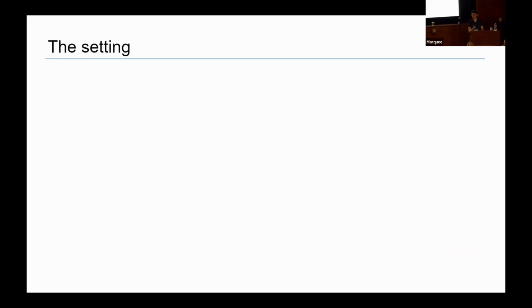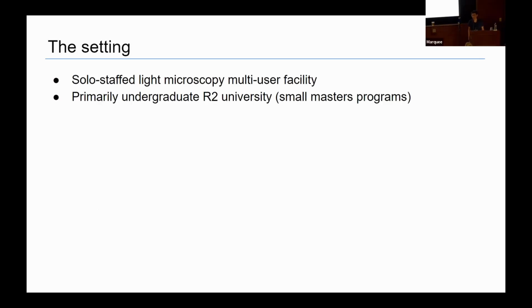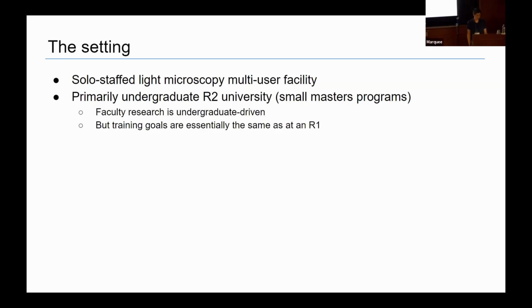All right. So first, I just want to give you some context for where I'm coming from. I'm at a solo staffed microscopy facility, and I'm at a primarily undergraduate research institution, which is probably a little bit different from most of you. That means that the faculty research at my institution is primarily undergraduate driven. But I want to emphasize here that the training goals are basically the same. I train researchers to use microscopes to conduct multi-year projects to hopefully get high quality publishable data. It just happens that the researchers in my case are undergraduate students.